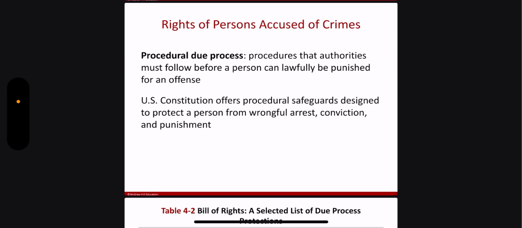Rights of persons accused of crimes. So with this, we have a big concept called procedural due process. Star this, highlight it, circle it, bubble it. This is something that we're going to talk about a lot, and this always comes up on the AP exam. Procedural due process basically says, hey, these are procedures and policies that authorities have to follow for a person to be lawfully punished for something.